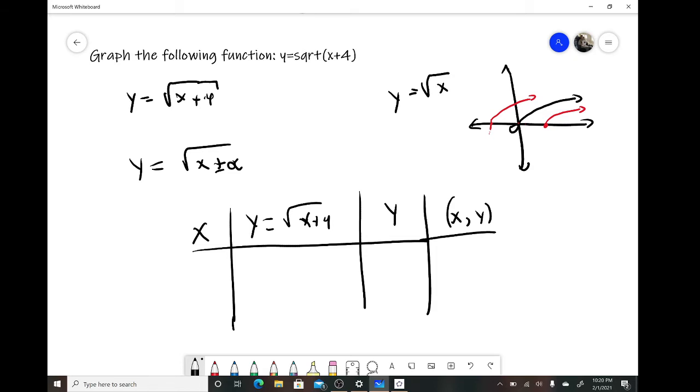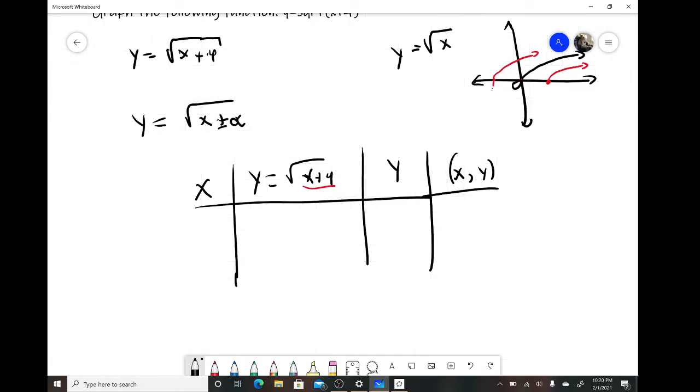So the first thing that you should really try to do is find the vertex of the radical. And how do we find the vertex? Well, we want to make sure that the inside of the radical is 0. And what value makes this inside 0? Well, if I'm adding 4 to x and I want that to be equal to 0, then x should really be negative 4. So that means that y equals square root of negative 4 plus 4, which means that I get as an output 0. The square root of 0 is just 0. So my first point is negative 4, 0.